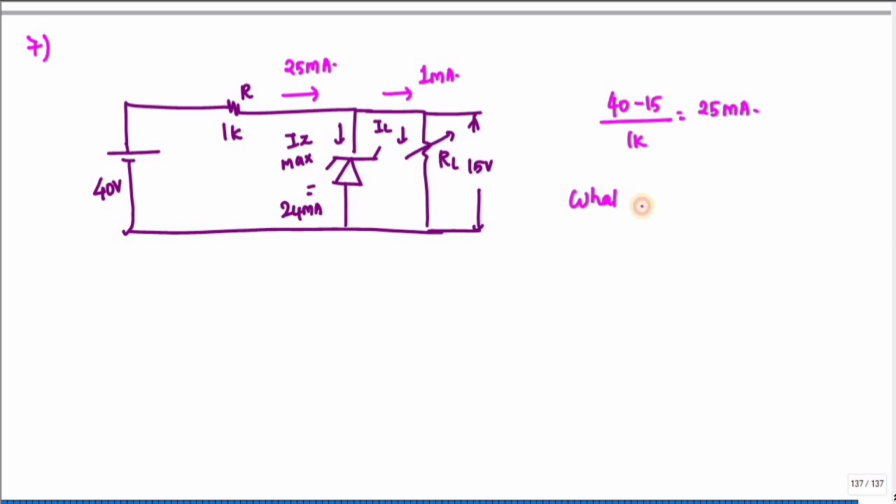So what is the range of IL? So they are given IZ max is equal to 24 milliamps. So this IL becomes IL minimum. So IL minimum is nothing but 1 milliamps. Okay. So they are asked to find the value of RL and IL range. So 15 divided by 1 milliamps is nothing but 15 kilo. So since it is minimum, IL minimum, this is RL maximum.